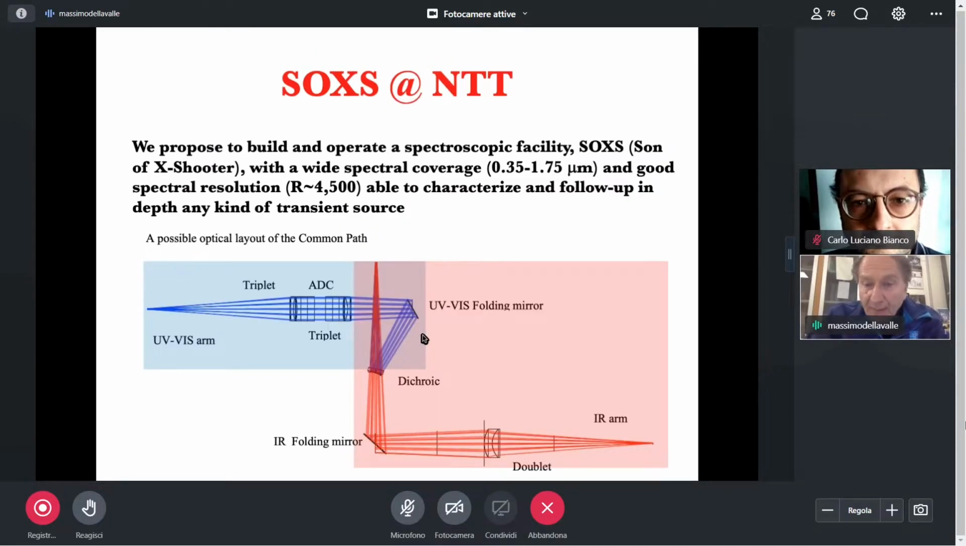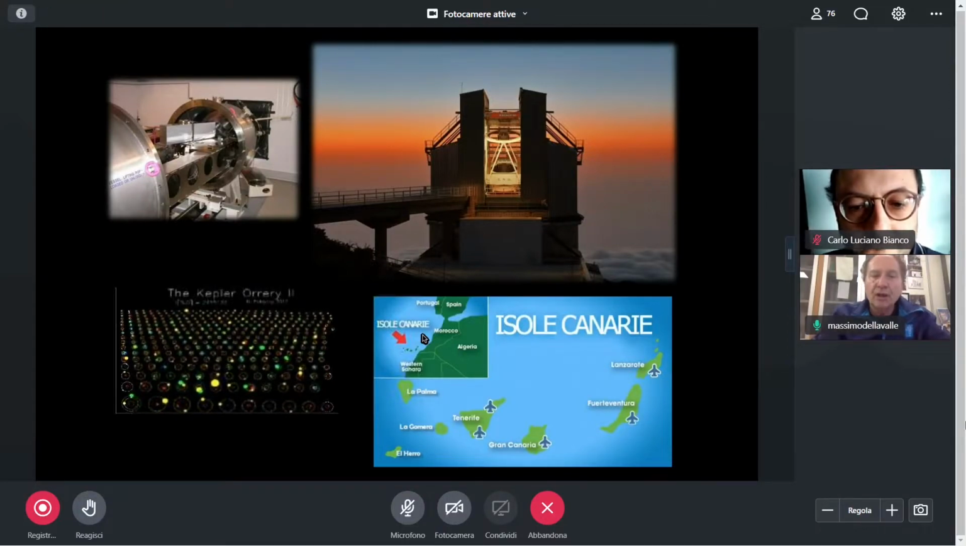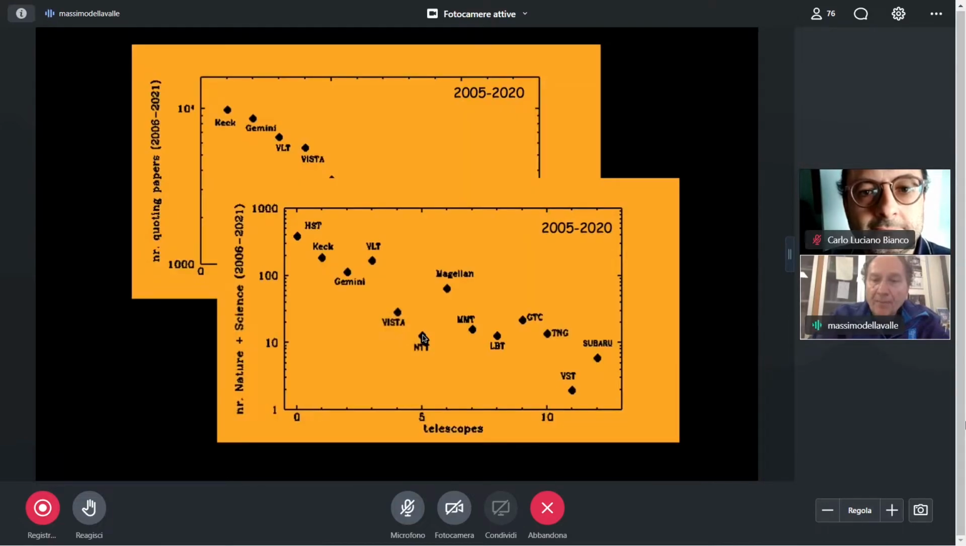The other example that I want to take is our Italian telescope in the Canaries, the Galileo Telescope. Now most of its time is used for the search of exoplanets, and this allows this relatively small telescope to keep a rate of breakthroughs of the order of basically one per year. That is not so bad.